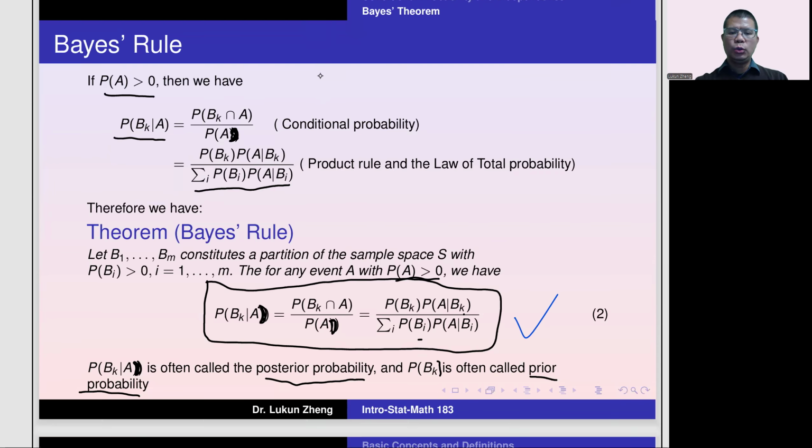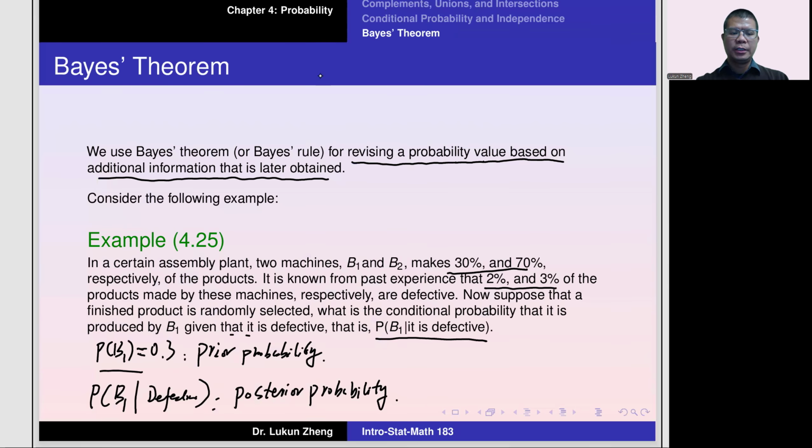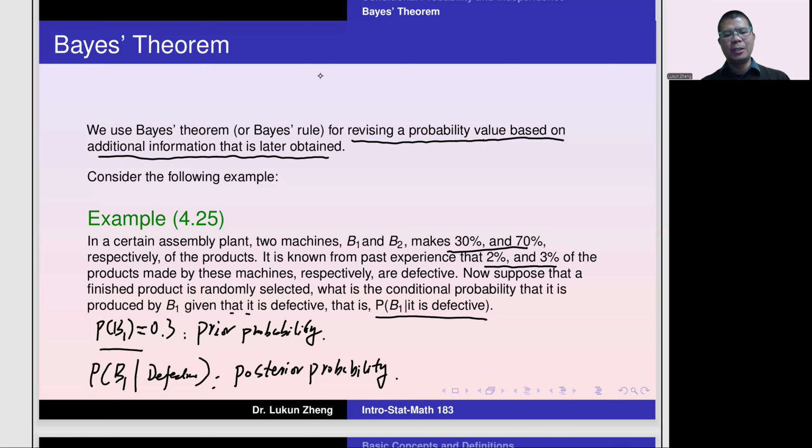Okay, let's consider this one. This example is again about 2 machines producing 30% and 70% of the products respectively, with 2% and 3% defective rates respectively. Then a finished product is randomly selected. What is the conditional probability that it's produced by B1, given that it's defective? In other words, we want to find this probability. Now the probability of B1 is 0.3, without any condition.